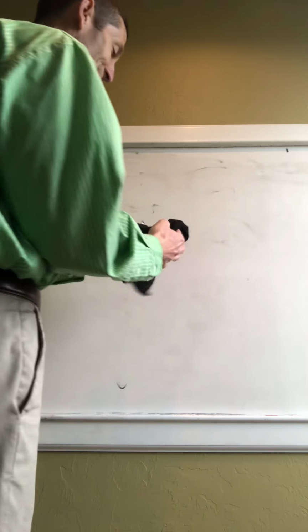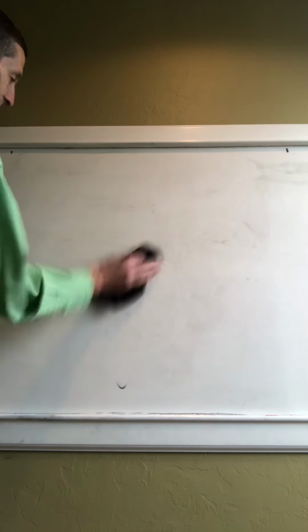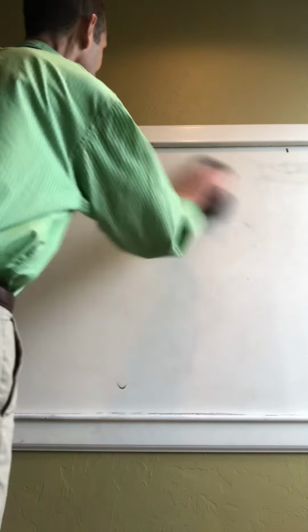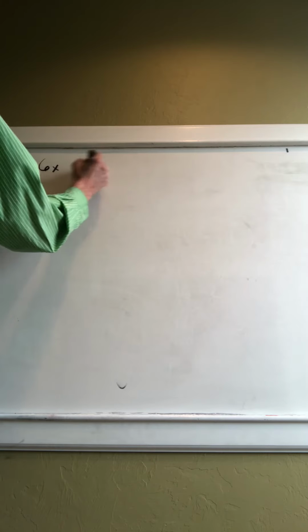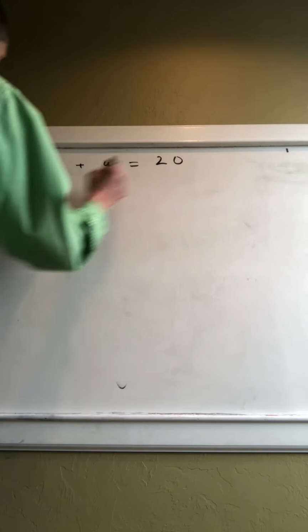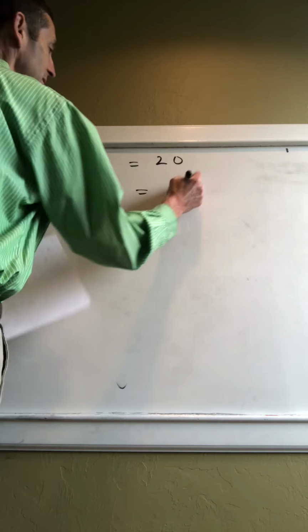Wow. This is just not erasing very well today. Okay, all right, that's the first look. Let's try a second look at this one. Two equations, solving for an x and a y: 6x plus y equals 20, and 2x plus 4y equals 14.